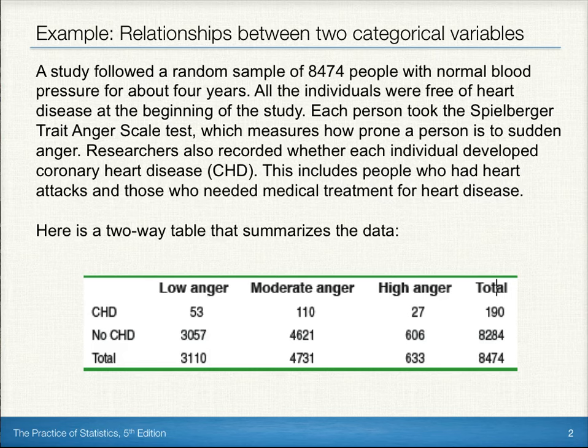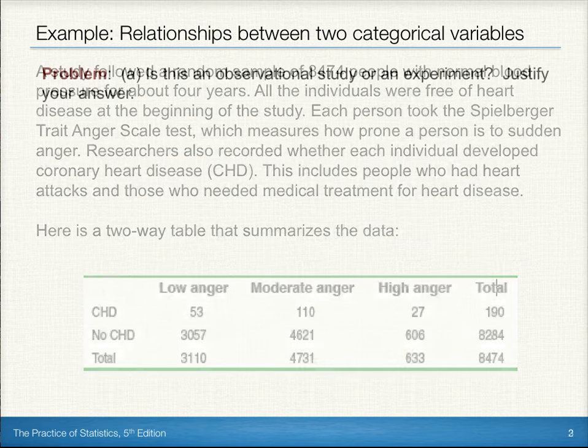Here's a two-way table that summarizes the data. So we can see for the individuals who did develop CHD, how many fell in the low anger group, moderate, and high anger. 190 individuals developed heart disease, and 8,284 individuals did not develop heart disease, and we can see how many fell in each of those anger groups.